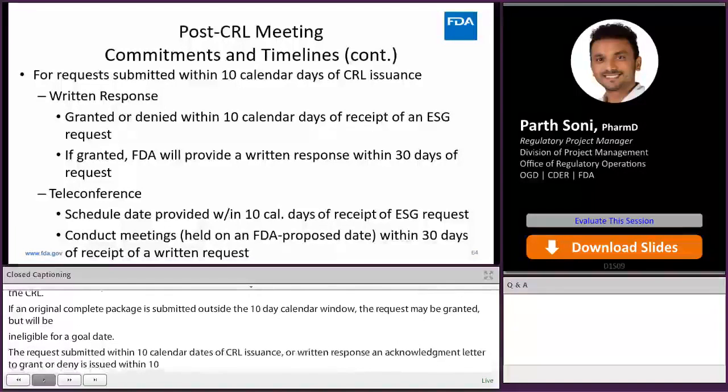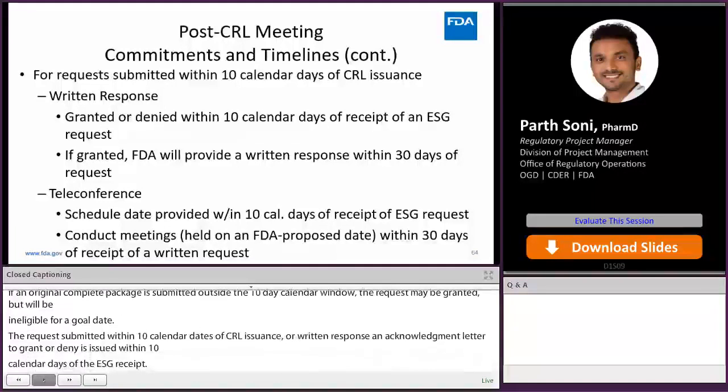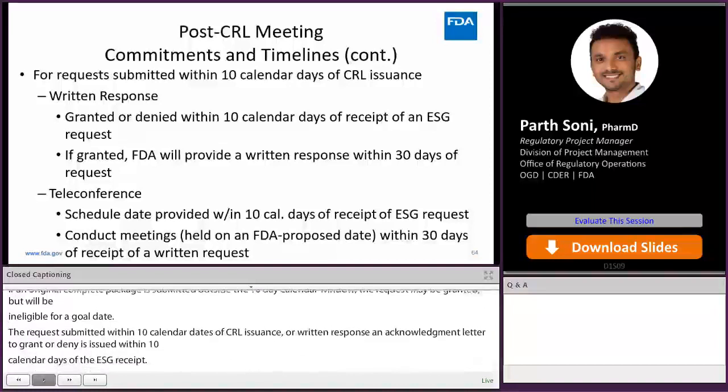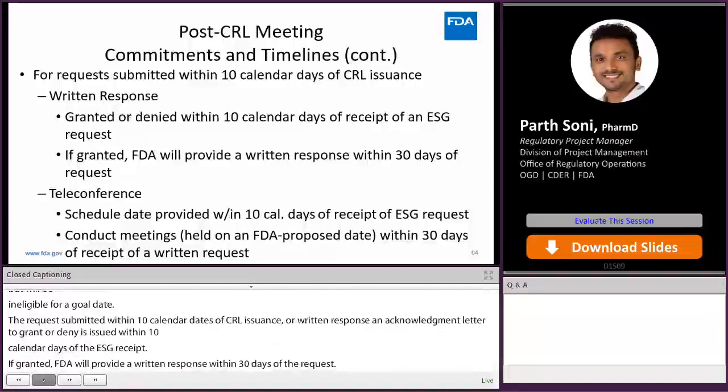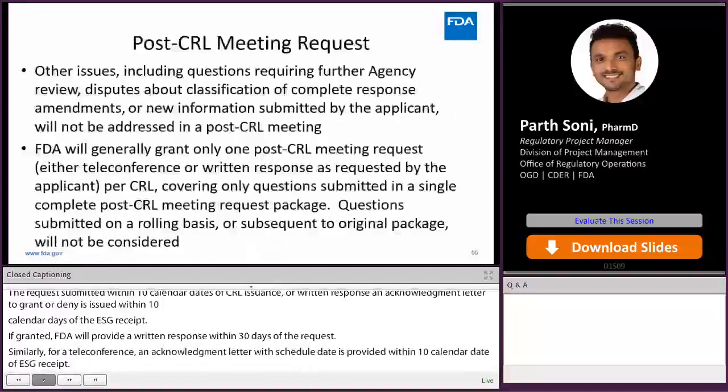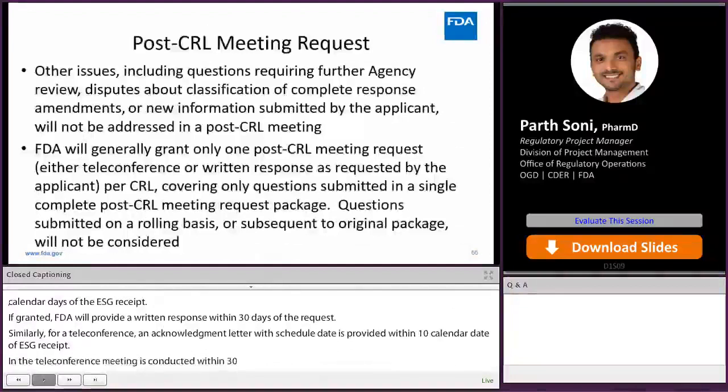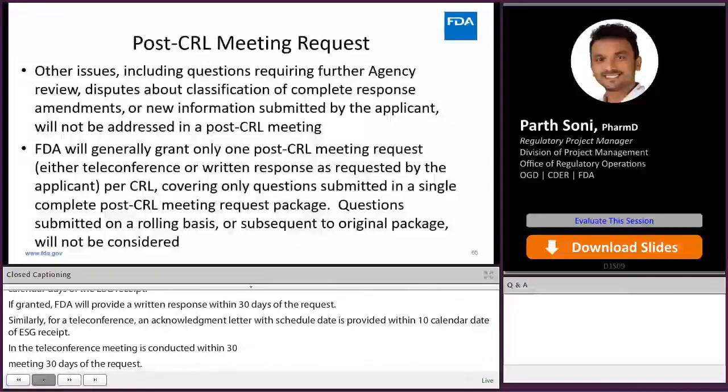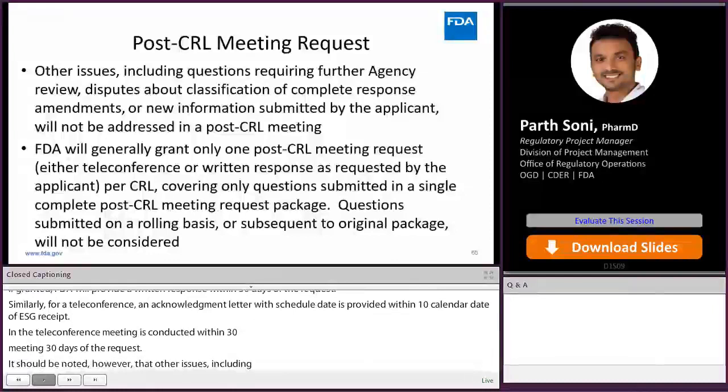Similarly, for teleconference, an acknowledgement letter with scheduled date is provided within 10 calendar days of ESG receipt, and the teleconference meeting is conducted within 30 days of the request. It should be noted, however, that other issues, including questions requiring further agency review, disputes about classification of complete response amendments, or new information submitted by the applicant, will not be addressed in a post-CRL meeting.